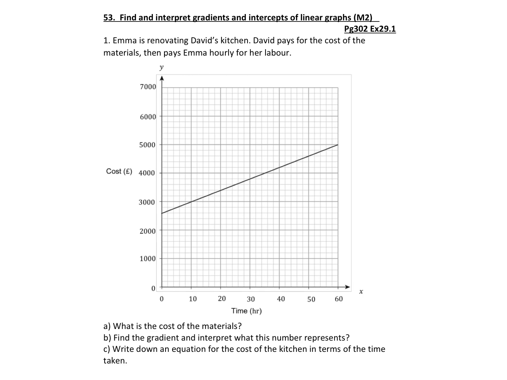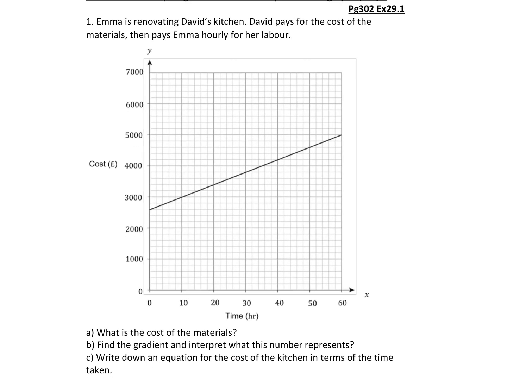Okay, so Emma is renovating David's kitchen. David pays for the cost of the materials, then pays Emma early for her labour. So here's the time in hours that she spends, and then this is the cost that it will be for David. So what is the cost for materials? How do we work that out? Well, if Emma works no hours and it costs whatever this is, then that must be the material cost because she hasn't done any labour yet. So the initial fee is the cost of the materials, one would imagine.